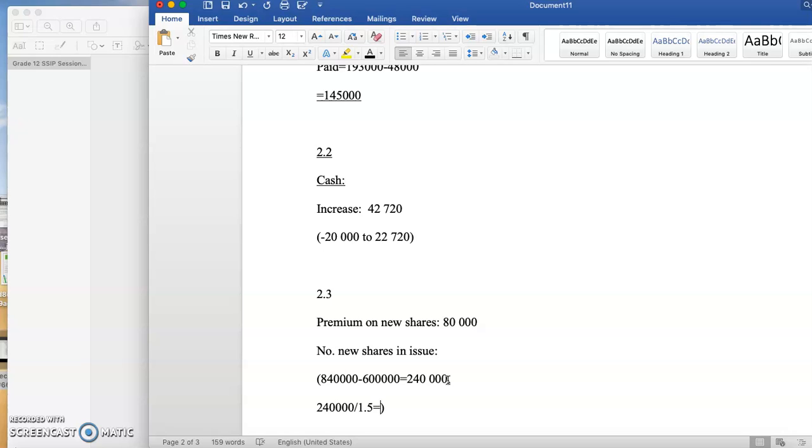And you should get 160,000. So now the new shares in issue are 160,000. Okay, so now we have what the premium on all new shares were.